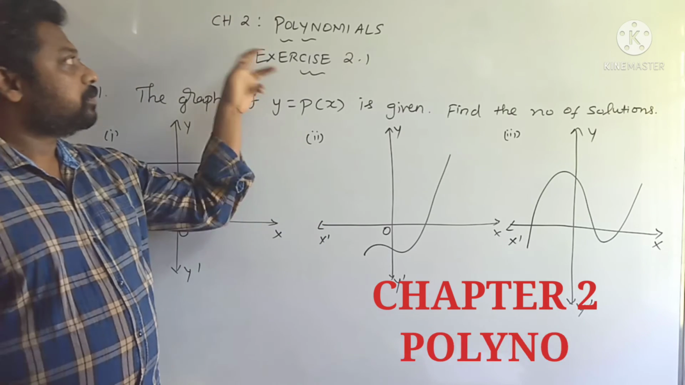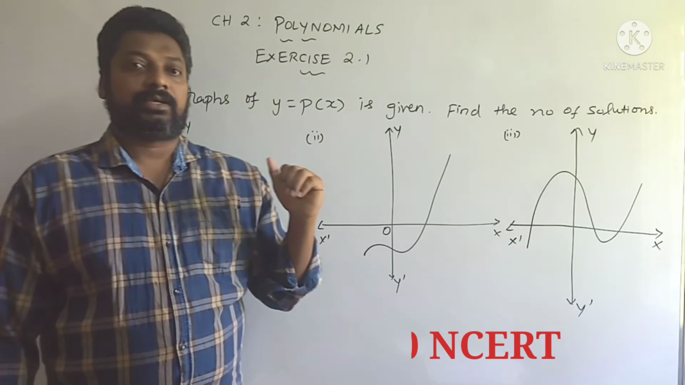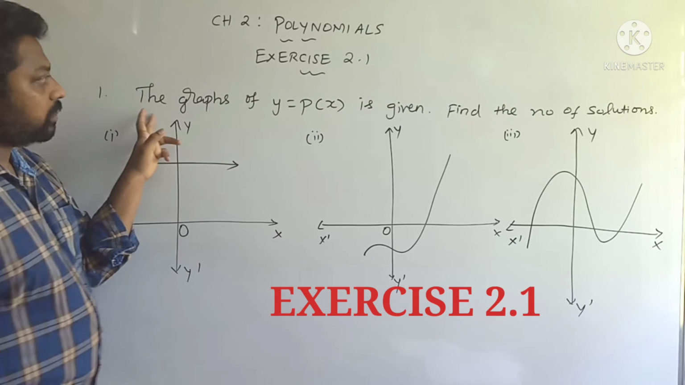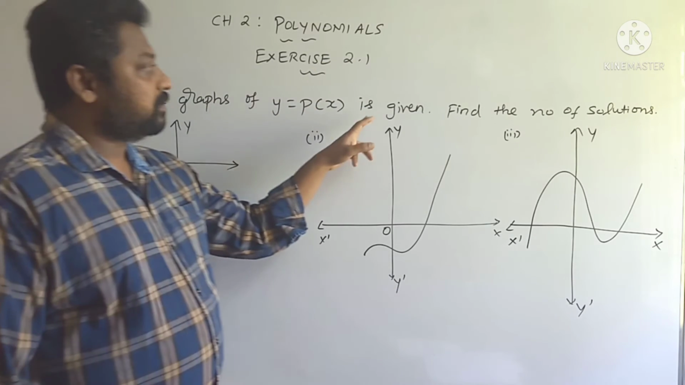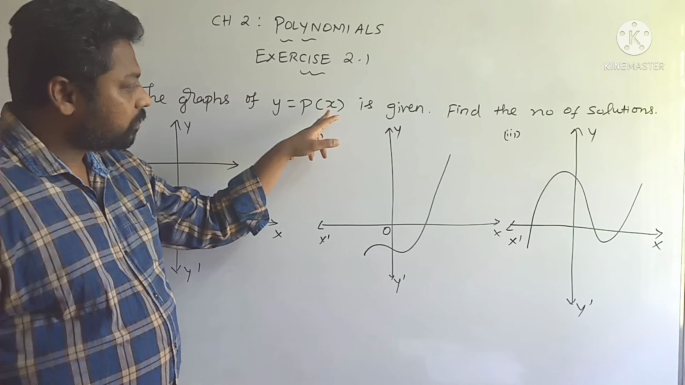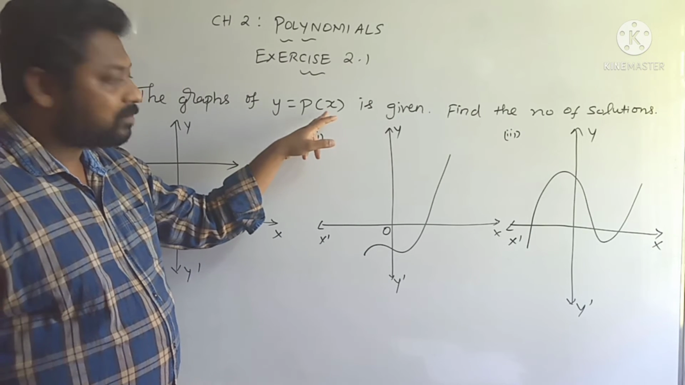Today we discuss chapter 2 polynomials from class 10 NCERT. Okay, so in first exercise 2.1, the graphs of y equal to p of x is given. We got to find the number of solutions. Okay, so what is given? The polynomial is in terms of x.